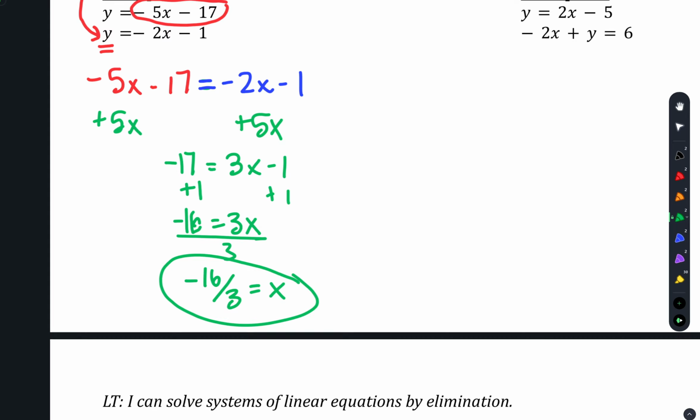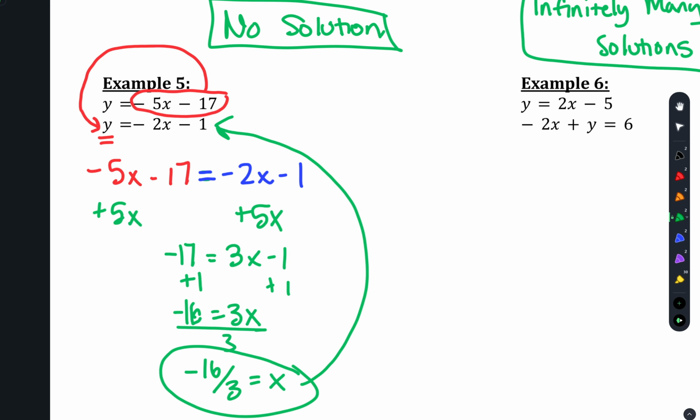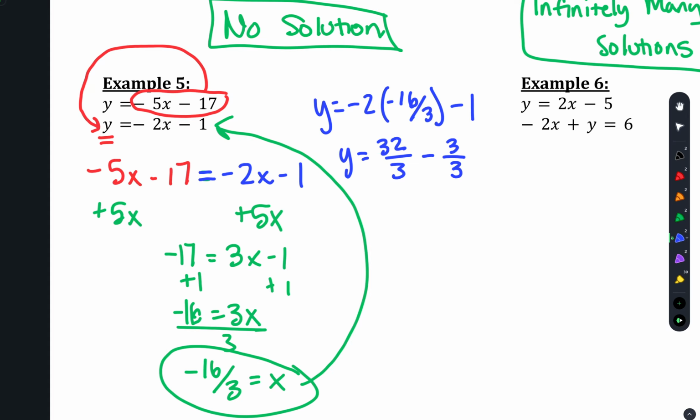Now from here, I solve it exactly the same. I'm going to take that x value, I'm going to plug it in. It doesn't really matter which original equation I plug it into. I'm going to go with this one. Y equals negative 2. My x value is negative 16 over 3 minus 1. Do a little bit of fraction multiplication. I know it's scary, but this is 32 over 3. Minus 1, instead of minus 1, I'm going to change that to 3 over 3. That's the same thing as 1. And then y equals 29 thirds, which is okay.